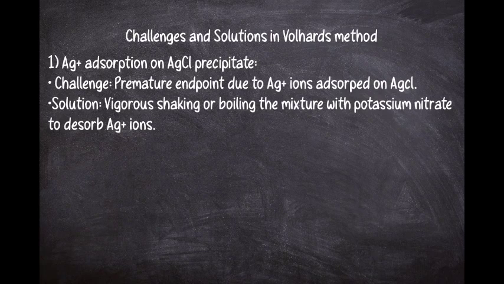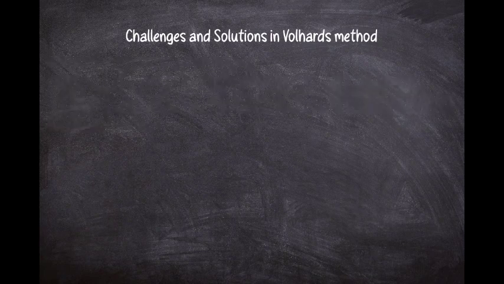Another approach involves boiling the mixture for a few minutes. During this process, potassium nitrate is introduced to prevent the resorption of silver ions into the silver chloride precipitate. Now let's talk about another challenge. That was the first challenge.